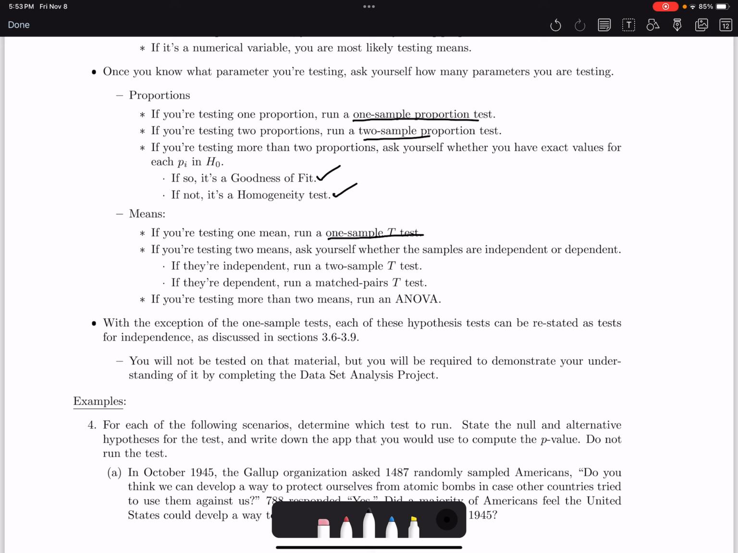If you're testing 2 means, then you have to ask yourself a follow-up question, right? You have to ask, okay, are these samples independent or dependent? Okay? If they're independent, then you should run a 2-sample t-test. And if they're dependent, then you run a matched pairs t-test. Okay? And we've already reviewed the difference between independent and dependent sampling. Finally, if you're testing more than two means, then you should run an ANOVA.